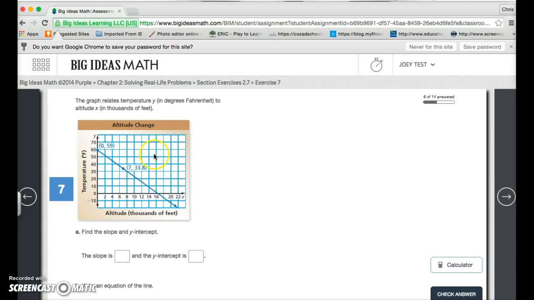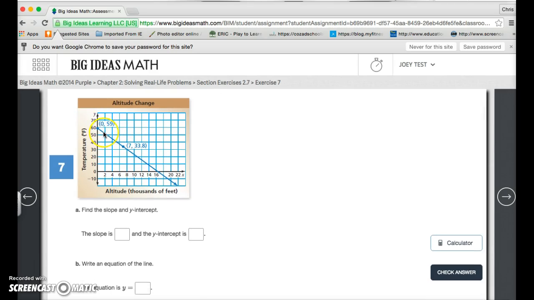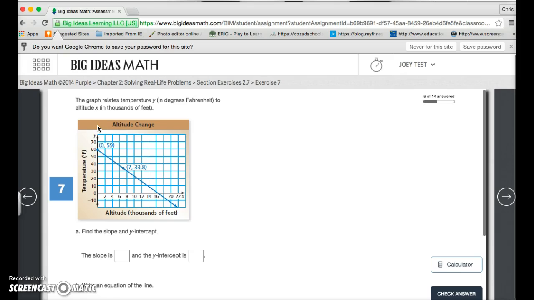Number 7. We have the graph relates temperature y in degrees Fahrenheit to altitude x in thousands of feet. At 0 feet, it's 59 degrees. At 7 feet, it's 33.8 degrees. How would we find our slope here? Slope formula, and I take 59 minus 33.8 over 0 minus 7. What do I get? If I take that and divide it, I believe I get negative 3.6 for a slope.